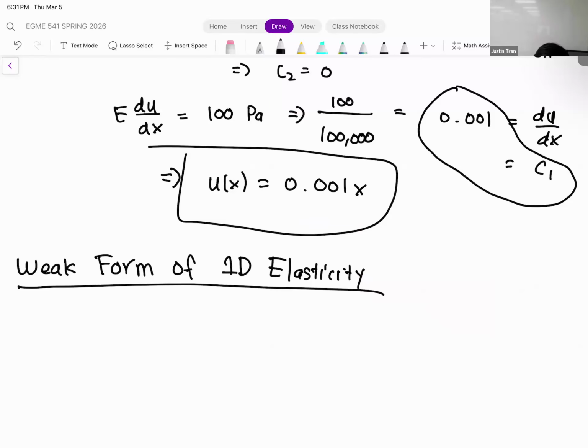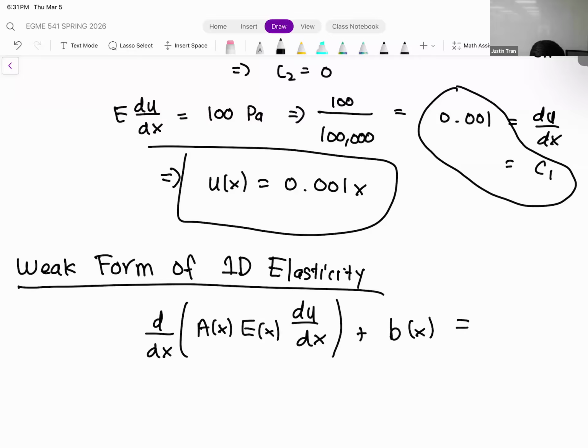Okay, so let's start with our differential equation here. We have d/dx of a(x) e(x) du/dx plus b(x) is equal to 0. Okay, so that's our strong form of the equation.